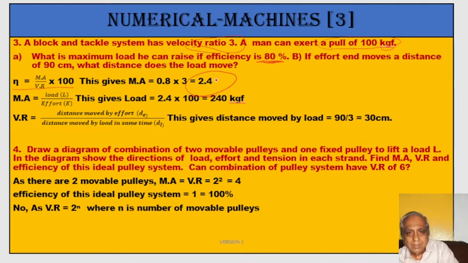Had there been no energy loss due to friction, means the system would have been ideal, then I would have got mechanical advantage as 3. But now it is 2.4.